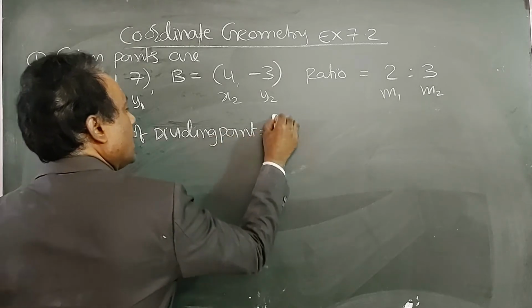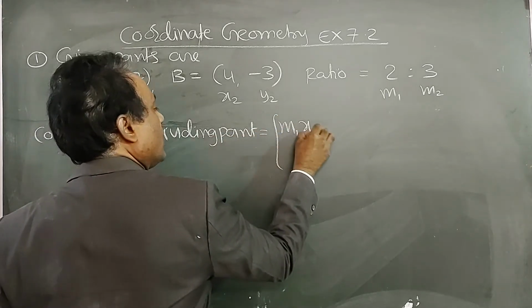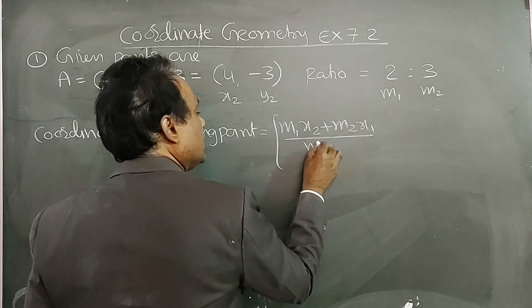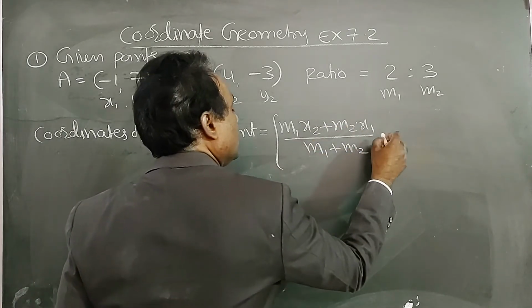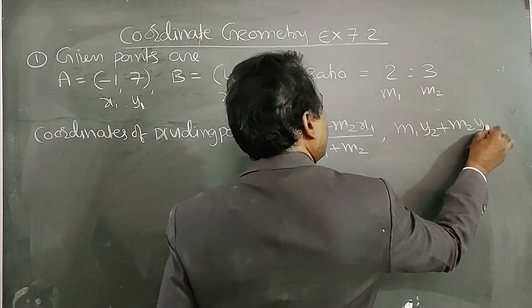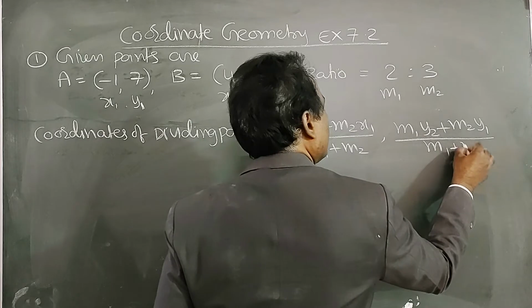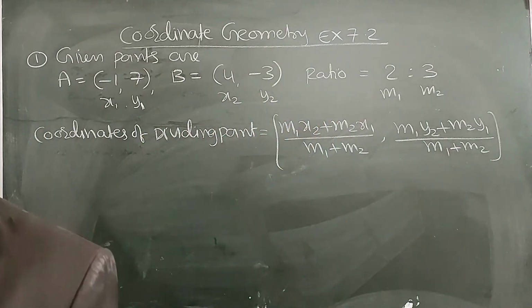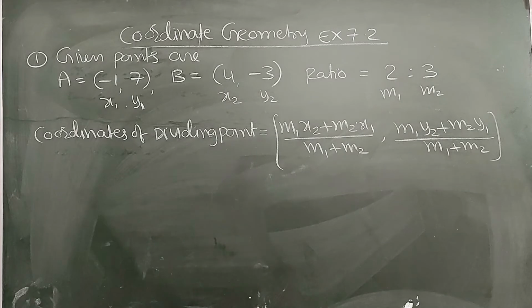Students, what is the formula? I gave this formula: (m1x2 plus m2x1) by (m1 plus m2), and next (m1y2 plus m2y1) by (m1 plus m2). This is the formula I derived and gave. So apply that formula now. Directly apply the formula and substitute the values, that's all.